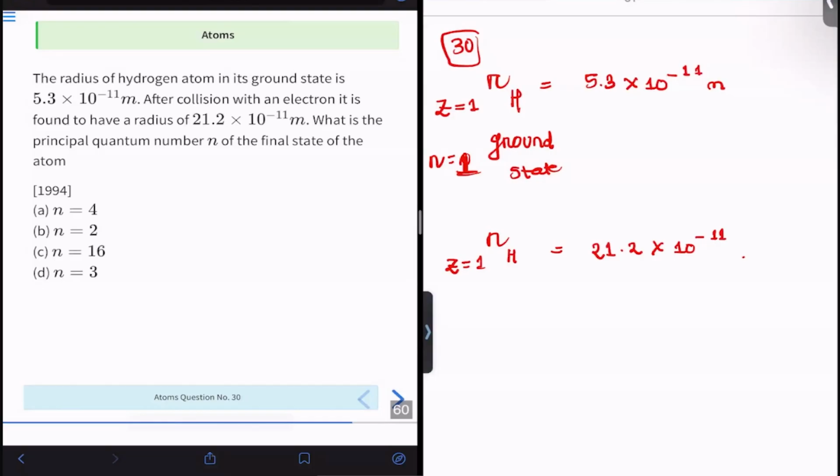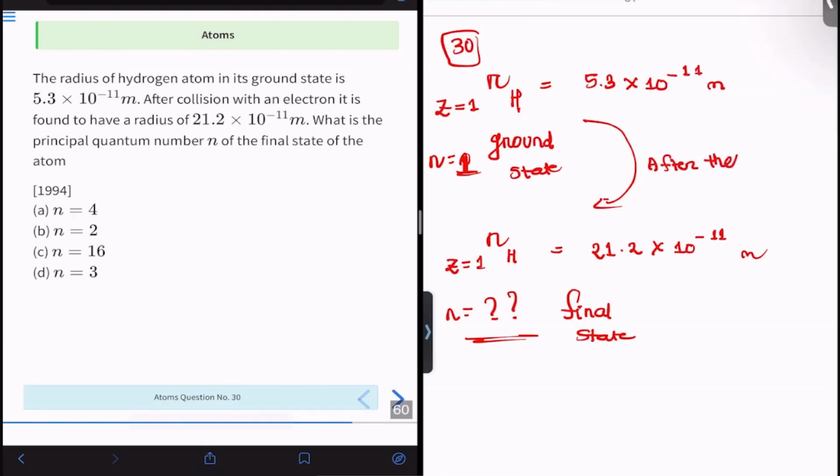10 to the power minus 11 meter. Okay. Asking what is the principal quantum number n in the final state? What is the value of n in the final state? They are asking, to what excited level it went after the collision with electron?